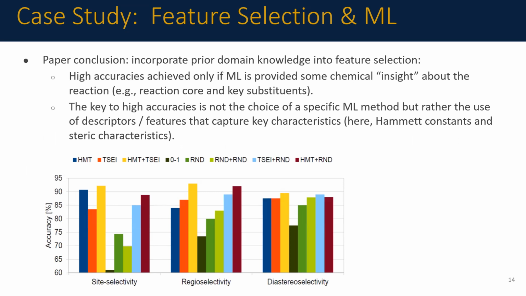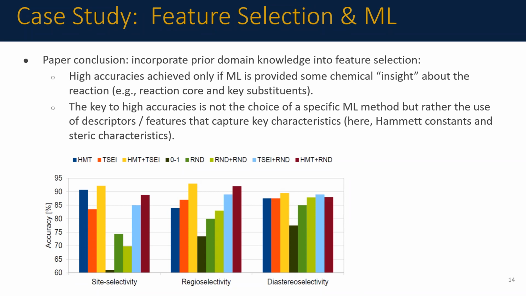What the paper concludes is that one of the most important things for getting high accuracies was to incorporate prior domain knowledge into the feature selection. So their view was to provide some chemical insight about the reactions to the model. And in their case, instead of looking at the entire chemical reaction, which could include many atoms and bonds, they focused on the reaction core and the key substituents.